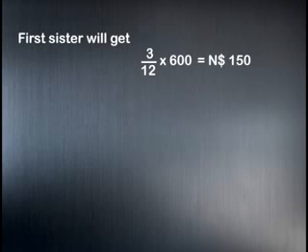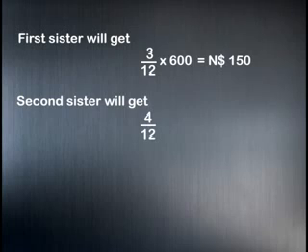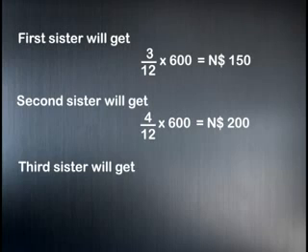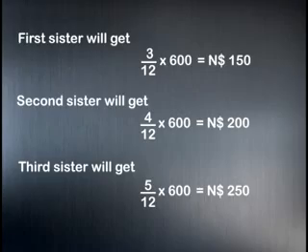Okay, Miss Thompson. The second sister will get 4 divided by 12 and multiplied by 600, and it will give you $200. The third sister will get 5 divided by 12 and multiplied by 600. That's $250. Is that right, Miss Thompson? Well done, Sam. Is there anything else you need help with?